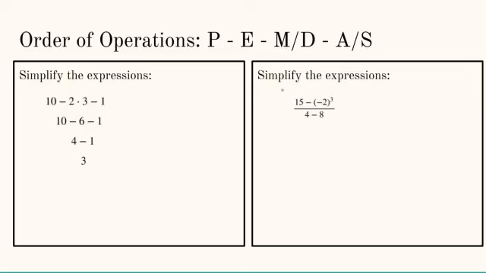Looking at this one, it's a bit of a division problem here, but let's see. I need to do what's inside the parentheses. Well, it's just a negative 2, so nothing really to do there. The parentheses are just to make sure that you know that that negative belongs with that 2. That's a negative 2 to the third, meaning it's negative 2 times negative 2 times negative 2. That would give me a negative 8.